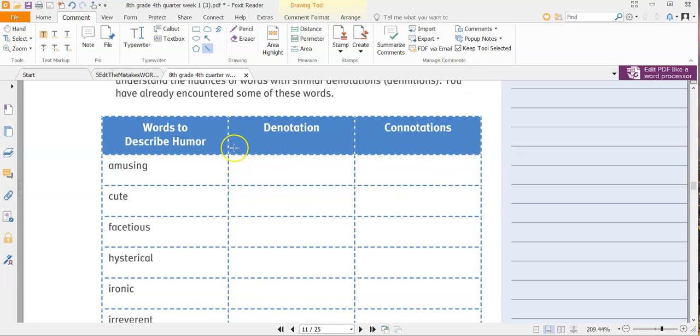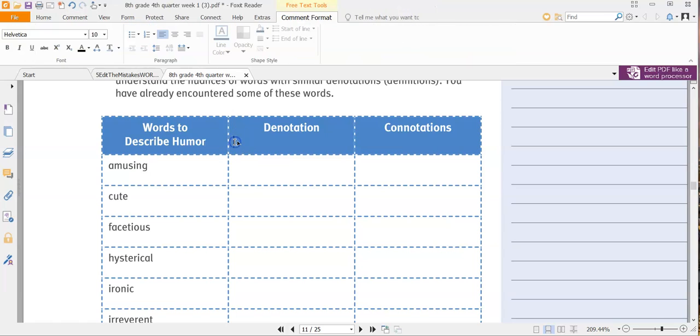You have already encountered some of these words. So you're going to put the literal definition here, and I'm going to type literal definition underneath denotation so that you remember that. And then under connotation, it's like the feelings associated with that word. So like the feeling definition.